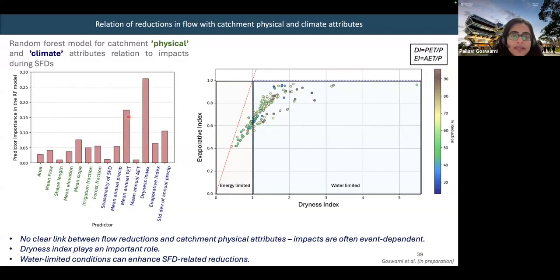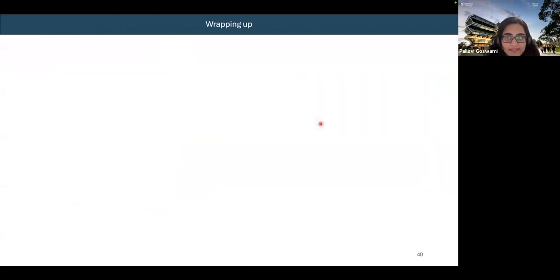If I put all those losses into this diagram, which is called the Budyko framework, where I have the evaporative index mapped against the dryness index, I see that the catchments with higher percentage reduction in streamflows are coming from more water-limited regions, or regions with higher dryness index. So this illustrates another application of random forest models: you can come up with inferences of the climate characteristics that could be determining the losses you see, and not just do predictive modeling. I guess that's a wrap-up from my side.